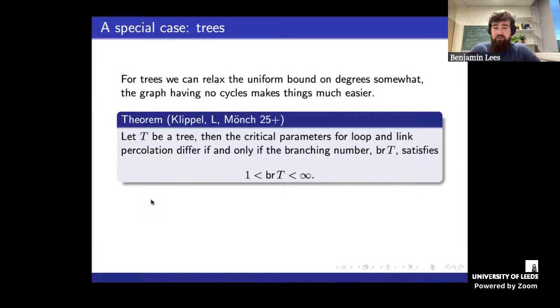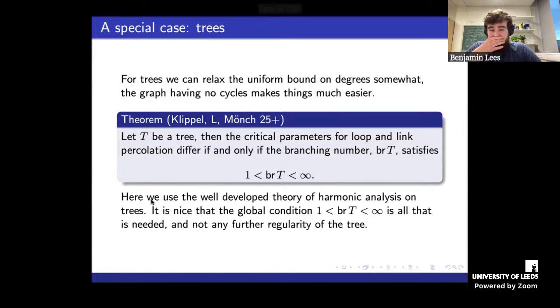And if the branching is infinity, then you essentially have enough room to instantly percolate on links. Well, that's Bernoulli percolation, that's okay. And all the room you need to instantly percolate as a loop. So to prove this, we're using essentially the same idea from before, and we're using a bit of theory of harmonic analysis on trees. But just to comment here, I think it's nice and slightly surprising. We were pleasantly surprised that we just need this global condition on the branching number and no further regularity. You wouldn't expect such a simple condition to be true on general graphs.